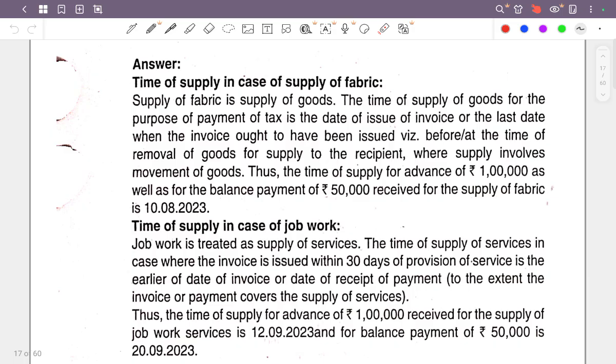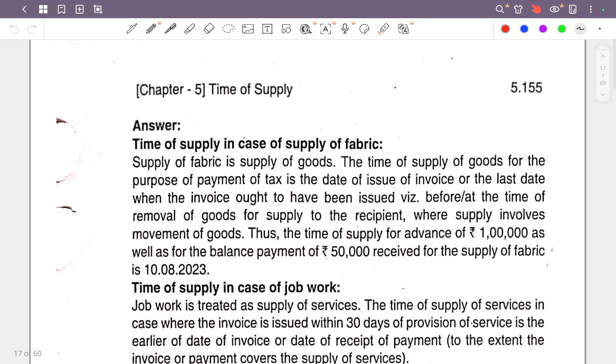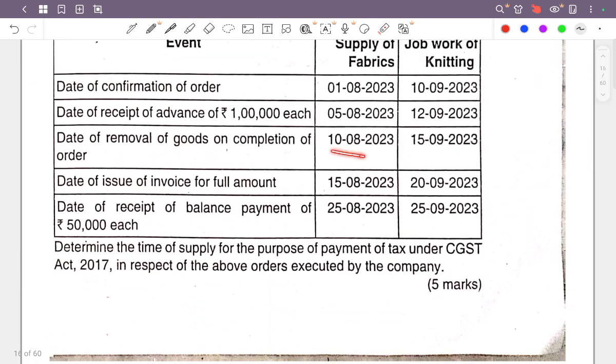Time of supply in the case of supply of fabric. The supply of fabric is a supply of goods, and for the purpose of payment of tax, the time of supply is the date of issue of invoice or the last date by which the invoice should be issued. That is before the time of removal of goods for supply to the recipient. For the advance of 1 lakh as well as the balance 1 lakh 50,000 received for the supply of fabric, the time of supply is 10/8/23, because on this date we removed the goods.